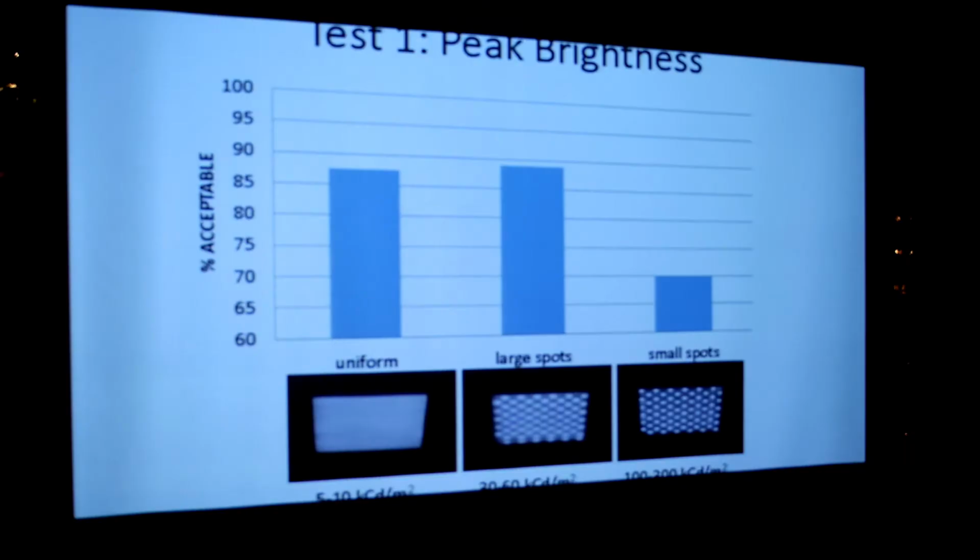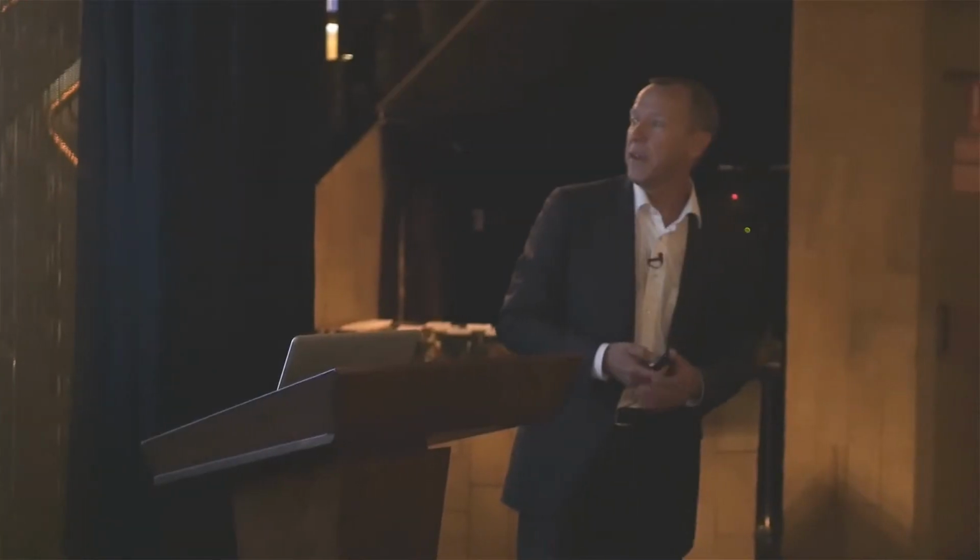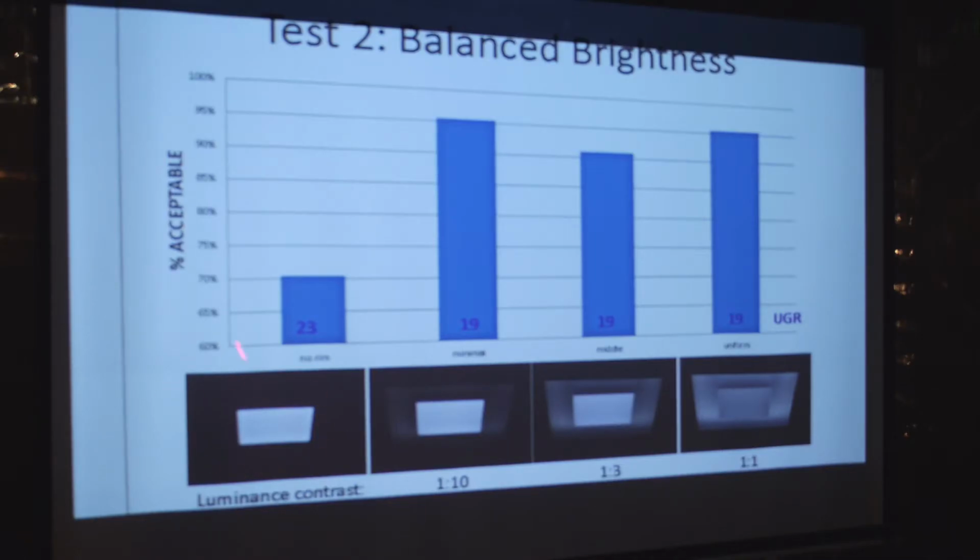So this was the first test. The second one was about the area, or the balanced brightness. If you of course have a small area, it hits the formula direct, so you go up to a glare ratio of 23, and only 70% likes that.